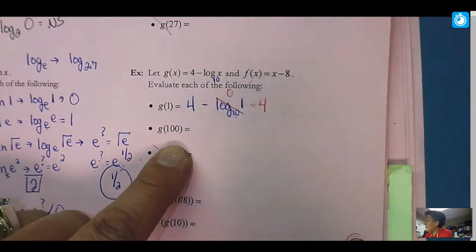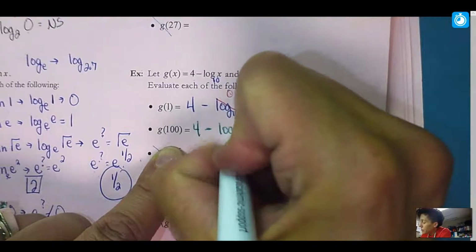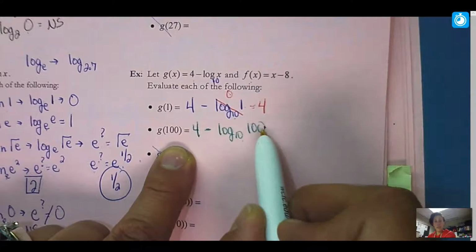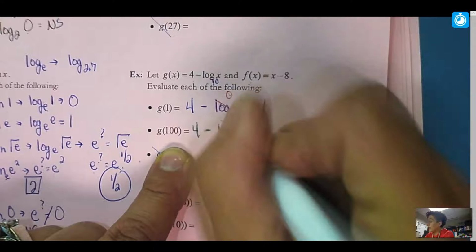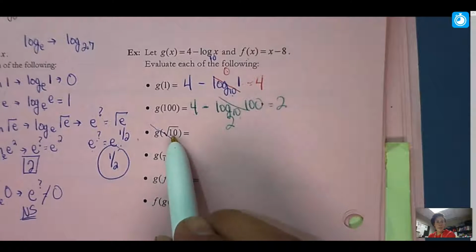So now let's put the 100 in. So I still have a 4. Understood 10. And this just is saying 10 to the what power makes 100, and that's worth 2. And so now I'll do 4, take away 2, and get 2. We're going to skip this one.